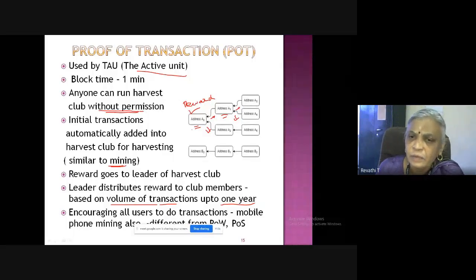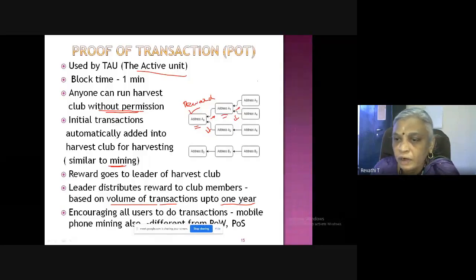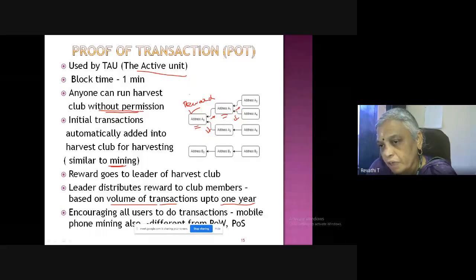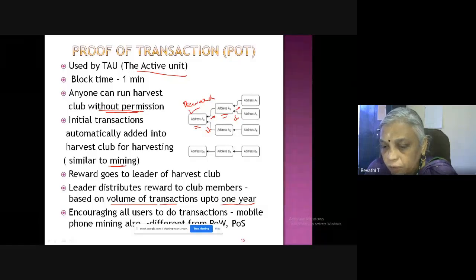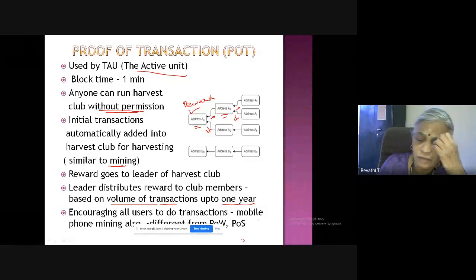Here I need not have any permission or any rule. Whatever computing power or system I have, I can participate. I should attach myself to one harvest club. That's all. Then I will be given permission, and I will get the reward in turn. That's called proof of transaction. And this TAU, or active unit, is mainly for phone mining. With the mobile phone itself I can do it.